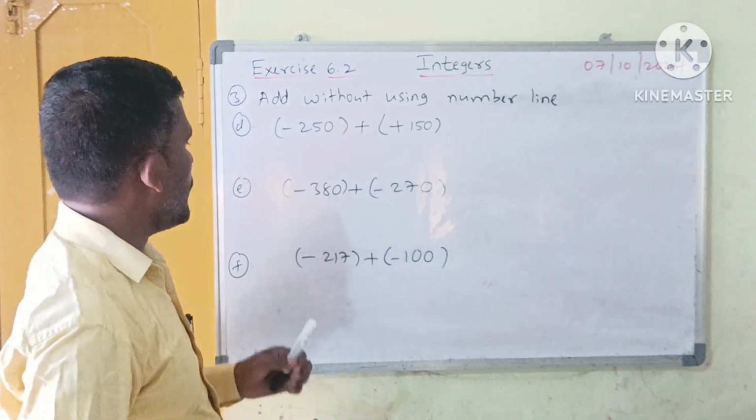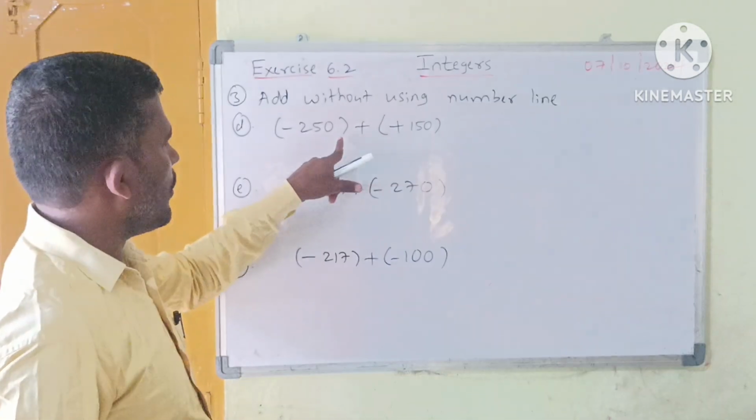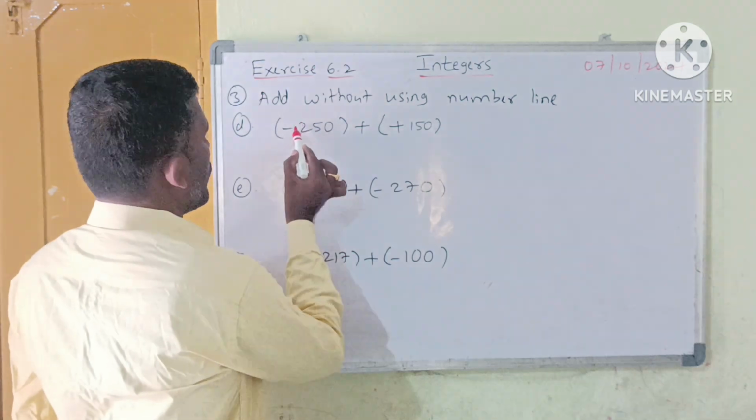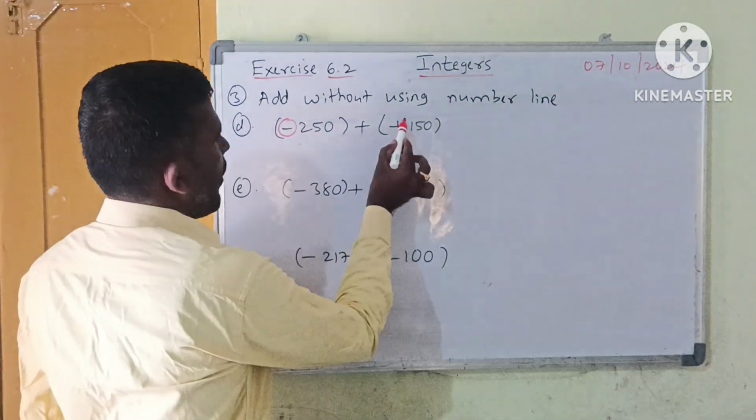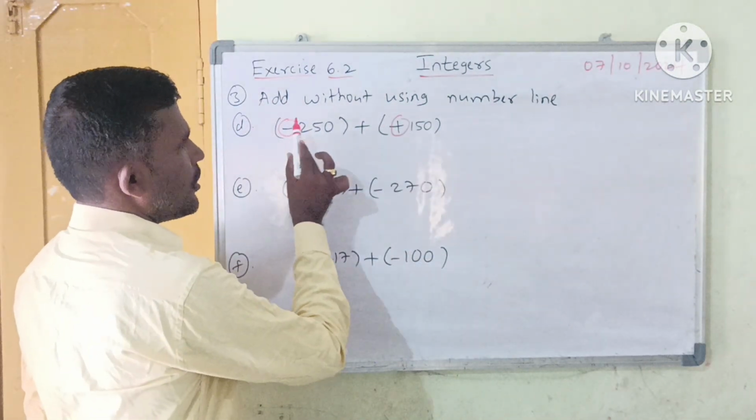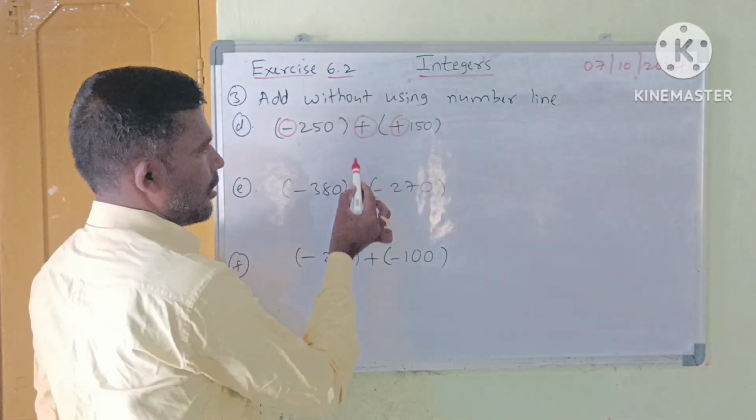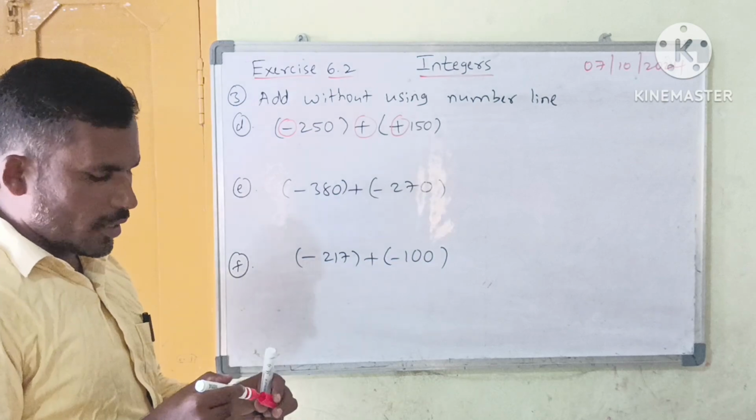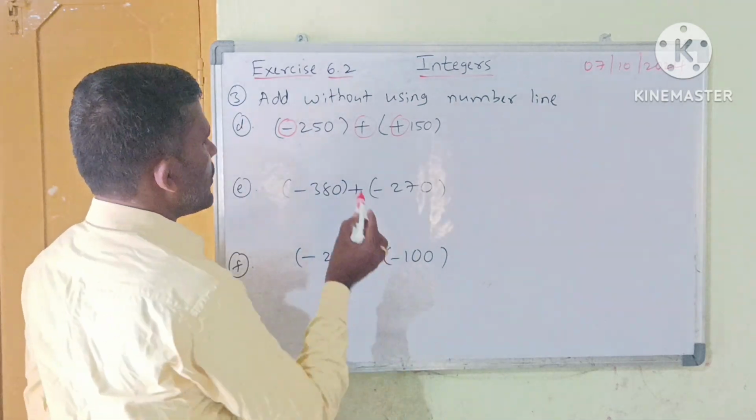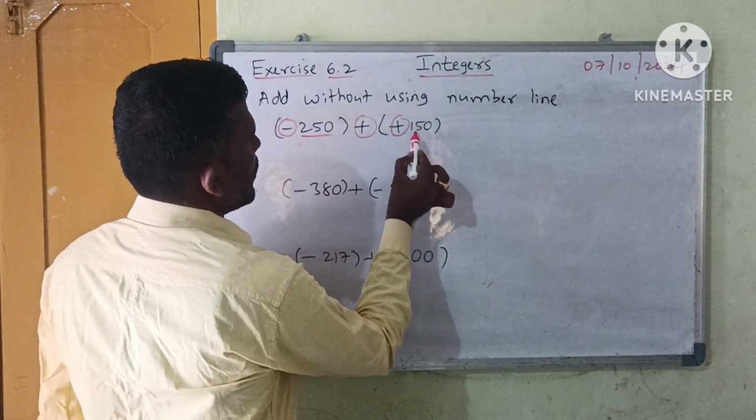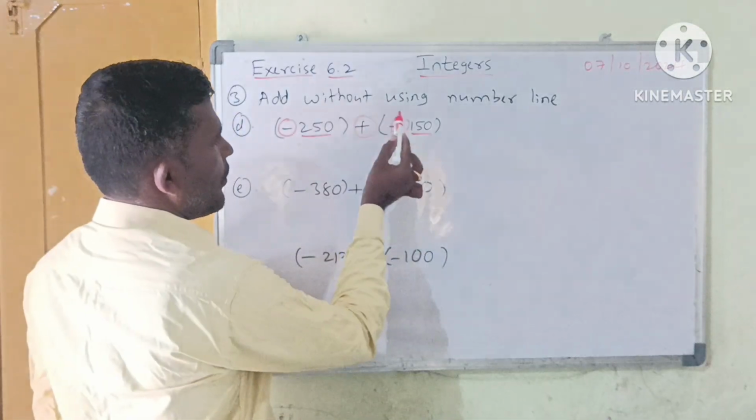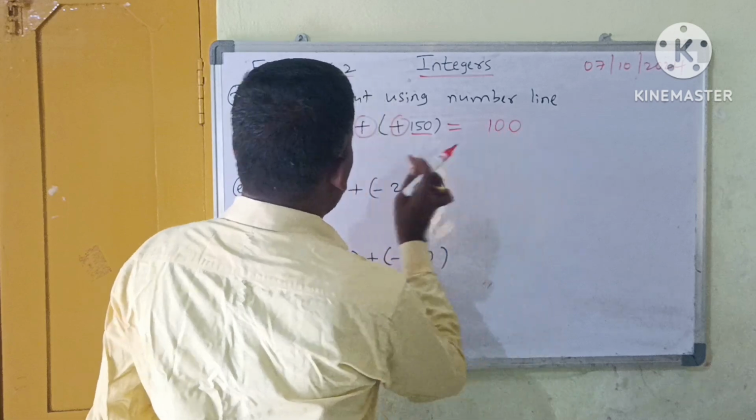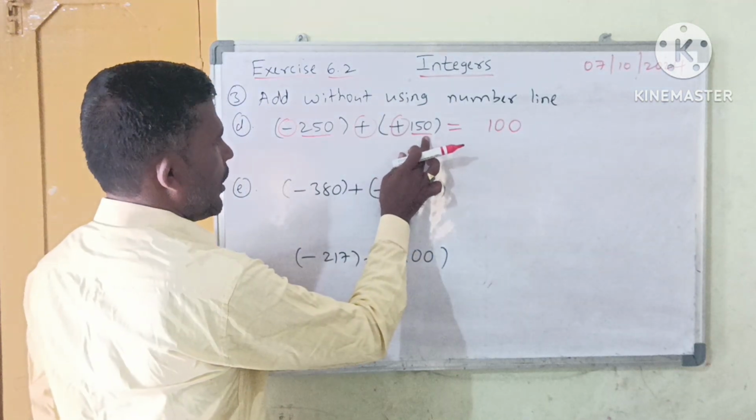Next, the problem minus 250 plus 150. So here also, in this problem, we are adding a negative integer and a positive integer. When you have a negative and a positive, you have to subtract the two integers. So subtracting: first, here 250, here 150. 250 minus 150, how much? 100. 250 minus 150 is 100.